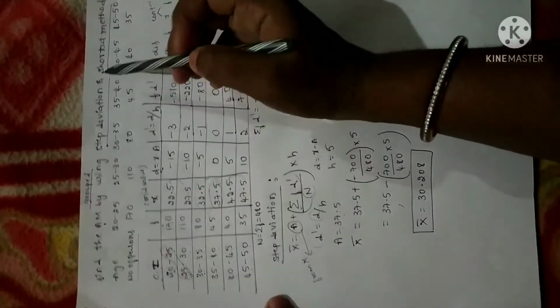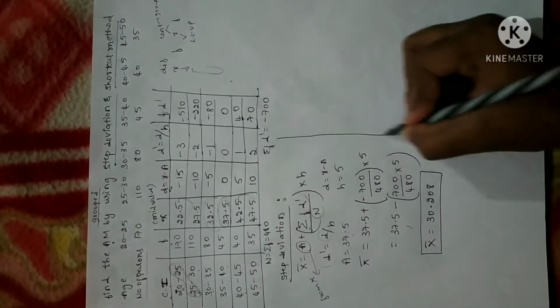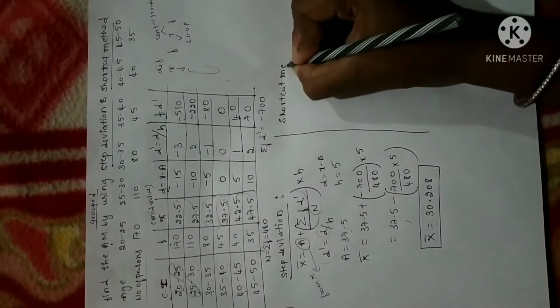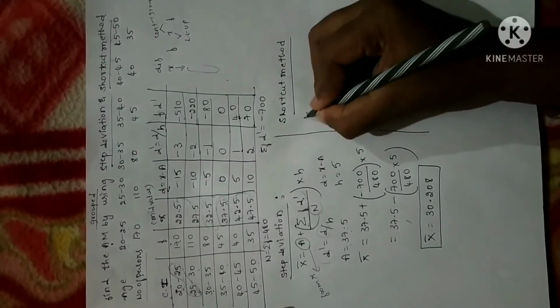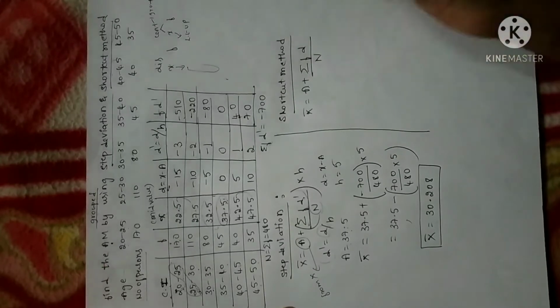Clear? Now in the problem they have asked us to find the mean by using both methods, that is the shortcut method and the step deviation method. Now let me solve the same by using the shortcut method. So what is the formula for the shortcut method? Mean is given by X bar is equal to A plus sigma FD divided by N.